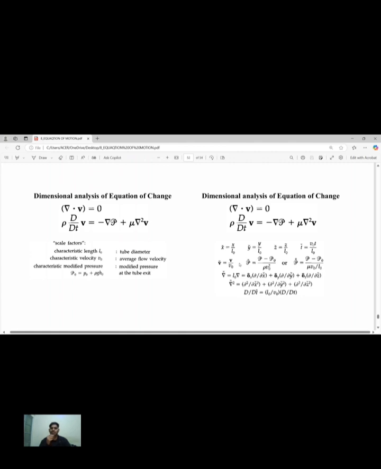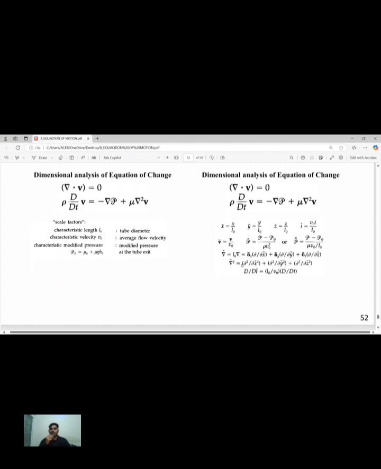Similar to what we have done for time, we will see for velocity. So v cap is equal to v by v naught. In this case we have divided velocity by v naught to convert into a dimensionless number. Now the modified pressure is p cap equal to p minus p naught upon rho v naught square, or usually we can also say that p double cap is equal to p minus p naught over mu v naught by L naught. So this is how we get the dimensional analysis.